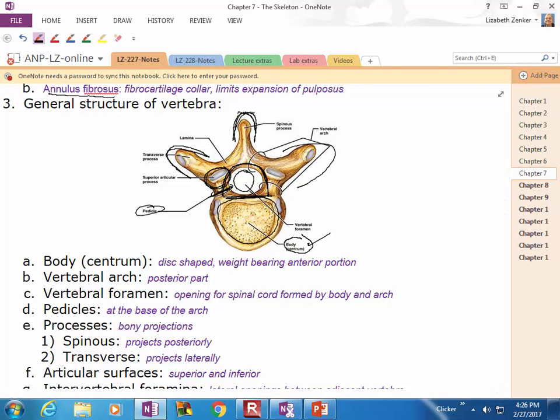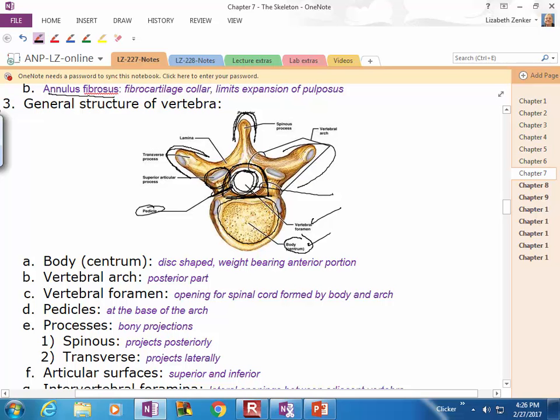Let's see, we also have, we said the vertebral foramen, that's where the spinal cord is going through, so you can see how this hole is completely surrounded by bone and protecting the delicate spinal cord. And then the nerves exit in between this bone and the one above, or this bone and the one below, okay?